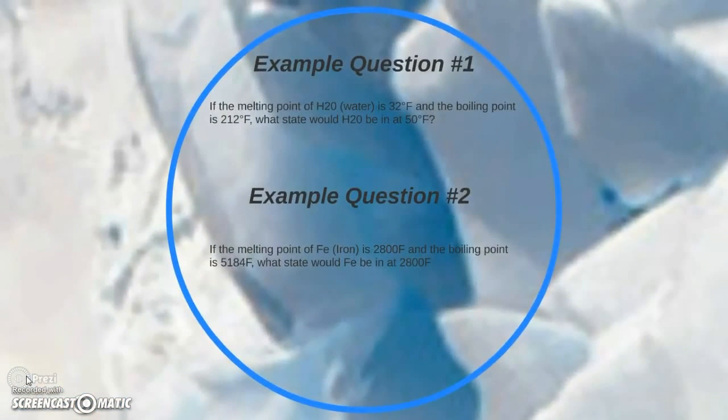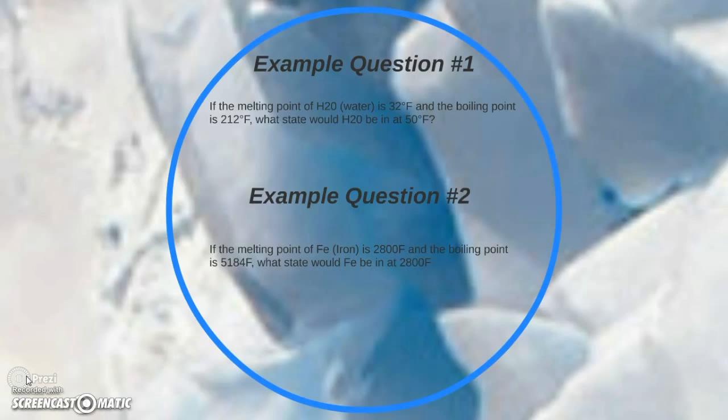So example question number 1. If the melting point of H2O, which is water, is 32 degrees, and the boiling point is 212 degrees, what state would water be at 50 degrees Fahrenheit? The best way to think about a question like this is, where is 50 degrees compared to 212 and 32? So below 32 would be a solid, and above 212 would be a gas. But because 50 is between 32 and 212, water would be a liquid at 50 degrees.